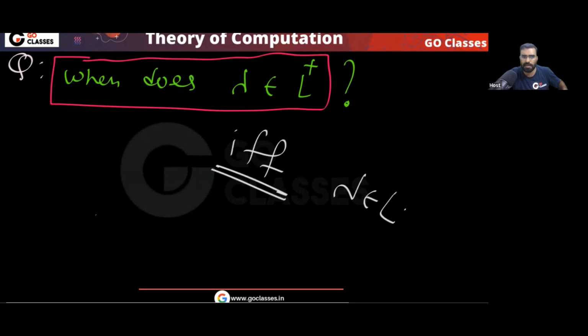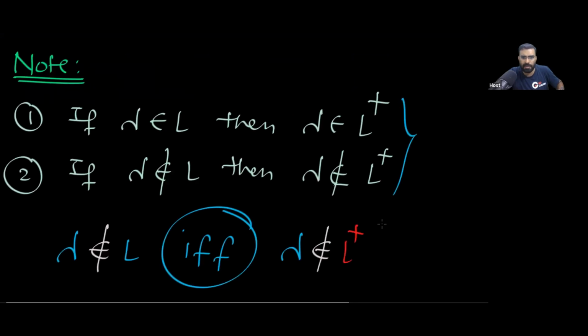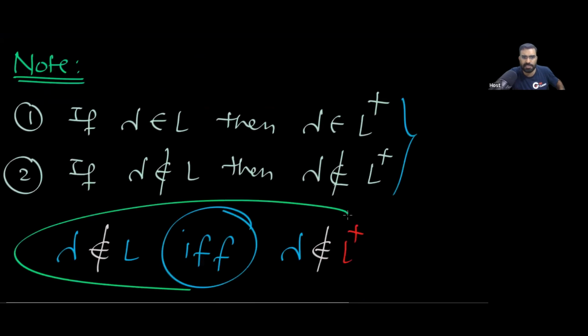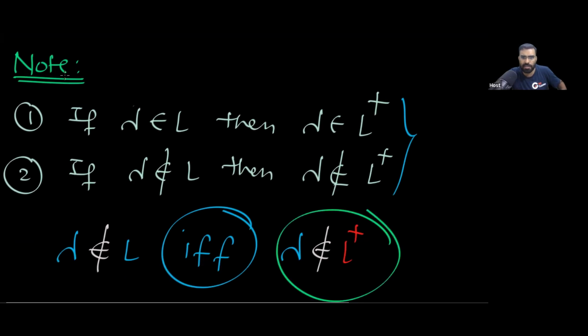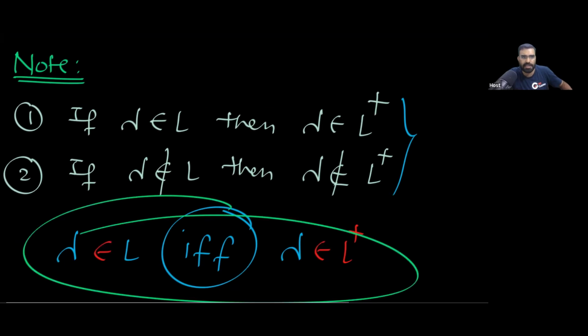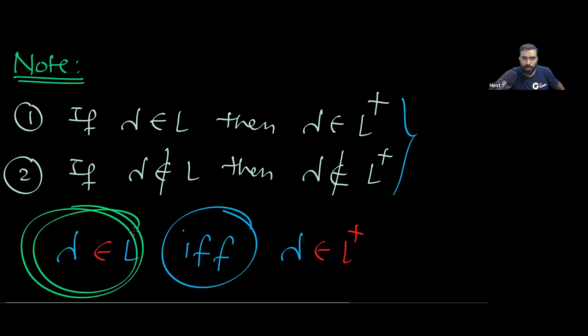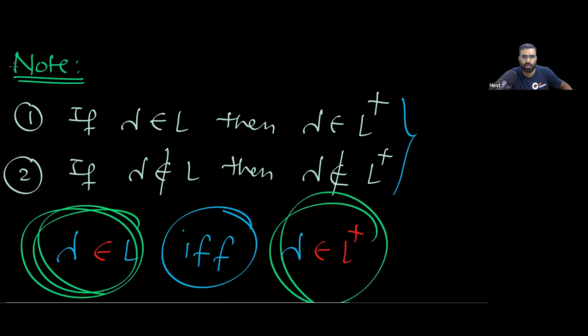Is this clear? Lambda belongs to L plus if and only if lambda belongs to L. Very simple. Remember, this statement is correct. Agree with me? Lambda does not belong to L if and only if lambda does not belong to L plus. Similarly, this statement is also correct: lambda belongs to L if and only if lambda belongs to L plus.